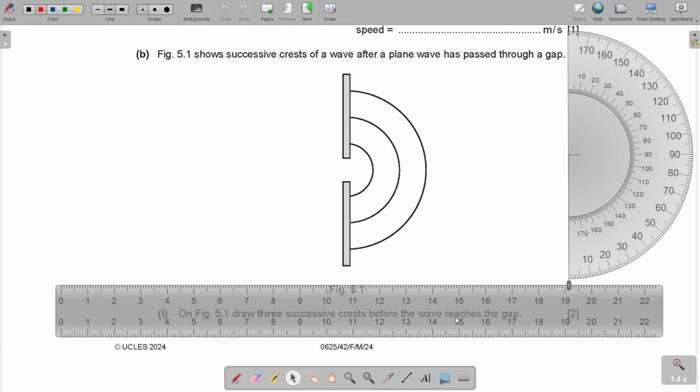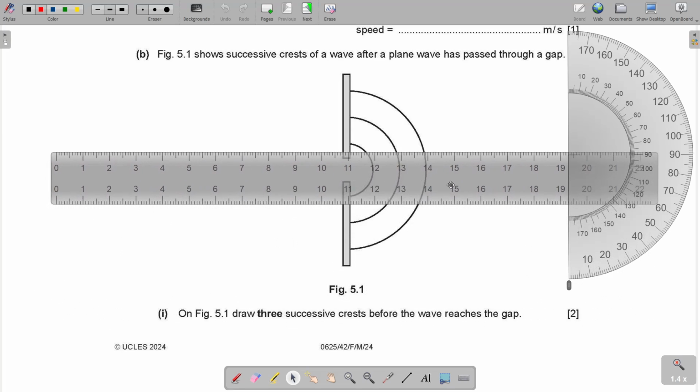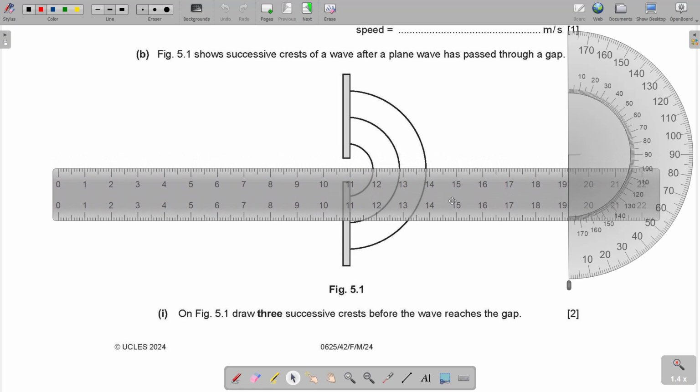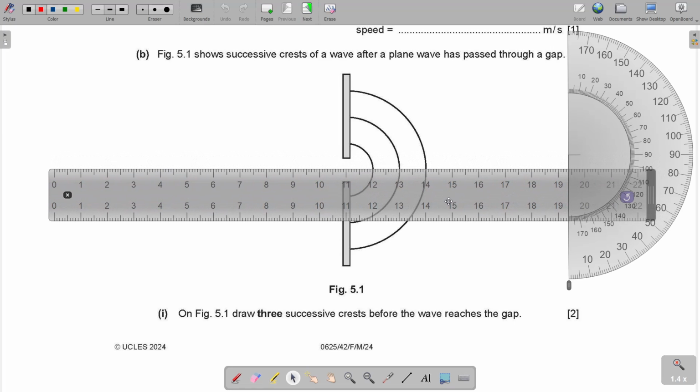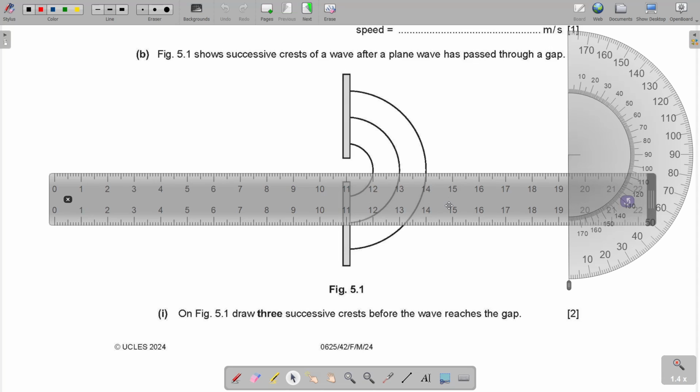So in order to draw it correctly, we need to measure the distance between these circles, which is the wavelength of the wave, and we have to keep that distance the same. So we have here the distance between the wavefronts is 1 centimeter. So we mark equal distances. So we have 1 centimeter here, 1 centimeter here, here, and here.